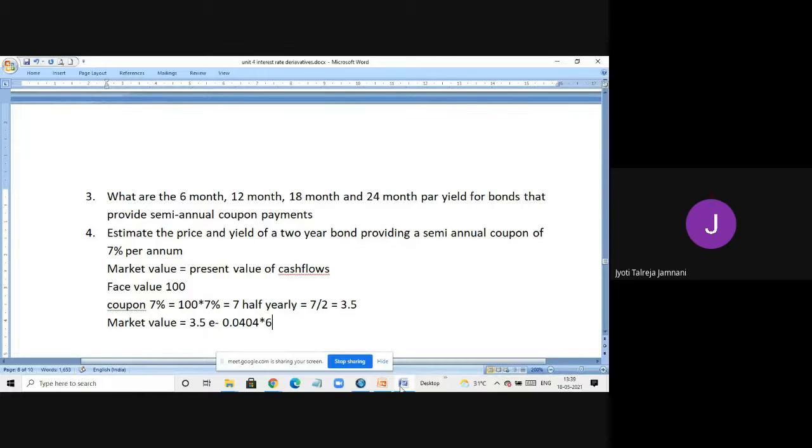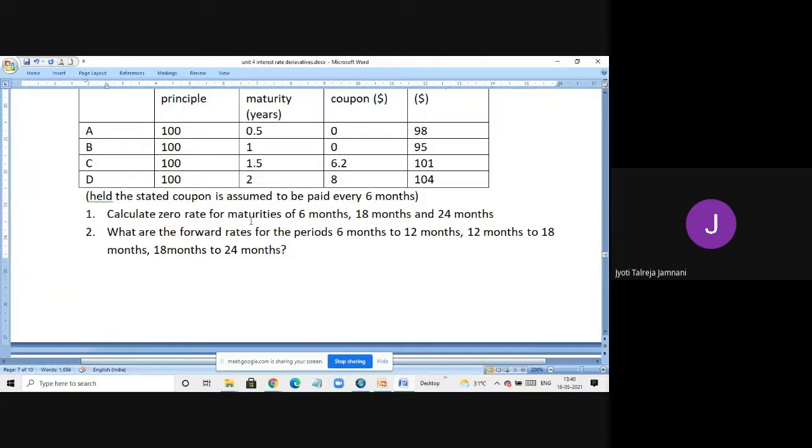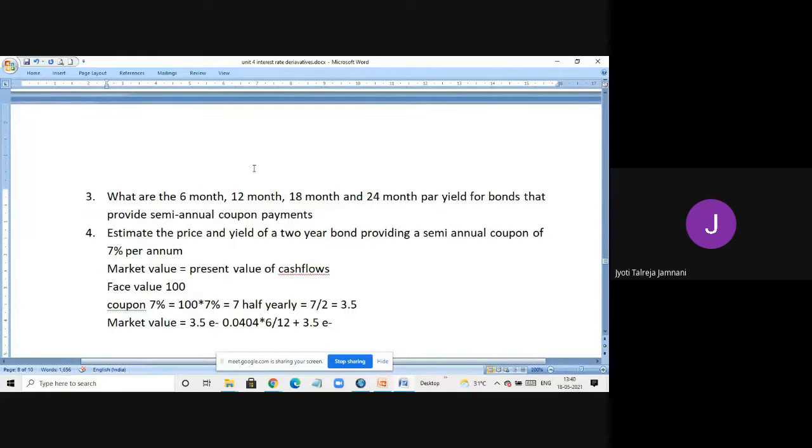Into 6 by 12 because this is a 6-month coupon. All of you there with me? Yes, ma'am. The second installment will be again 3.5 into e raised to minus. Now for bond B, we had found the rate. This is the first question that we had solved. Calculate zero rates for maturities of 6 months, 12 months, 18 months, 24 months. So 6 months, 1 year we did for bond B, then we did 1.5 year for bond C and 2 year for bond D. So all the rates we have solved for the first section of the question. So those rates only I am using.